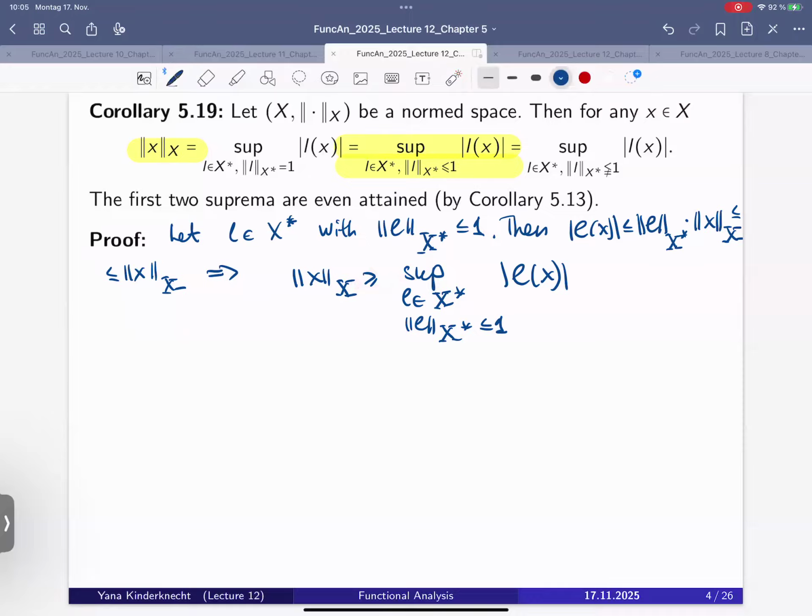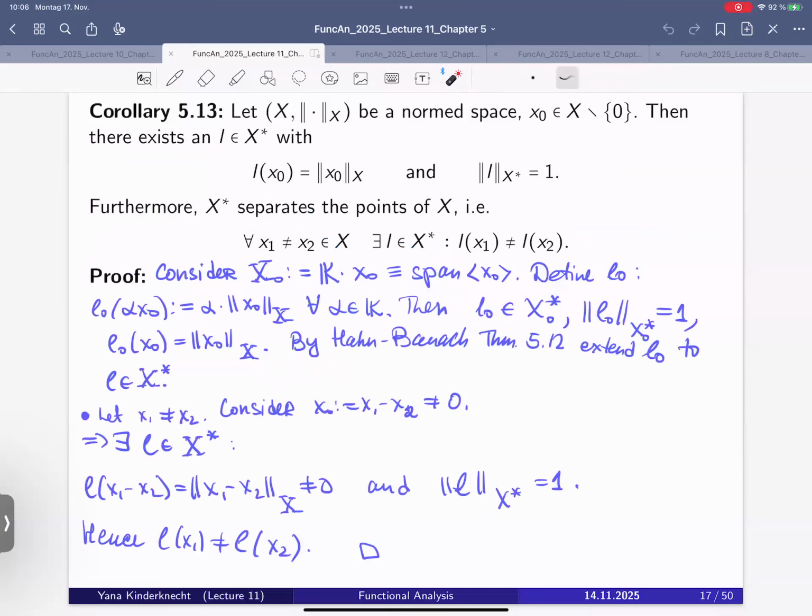But we also have a corollary. By corollary 5.13, I guess this corollary should be here. Yes. For any point x0 which is not 0, there exists a linear functional such that L evaluated at this point is just the norm of x0, and the norm of L is 1. So we can take any point in the unit ball, let's say.